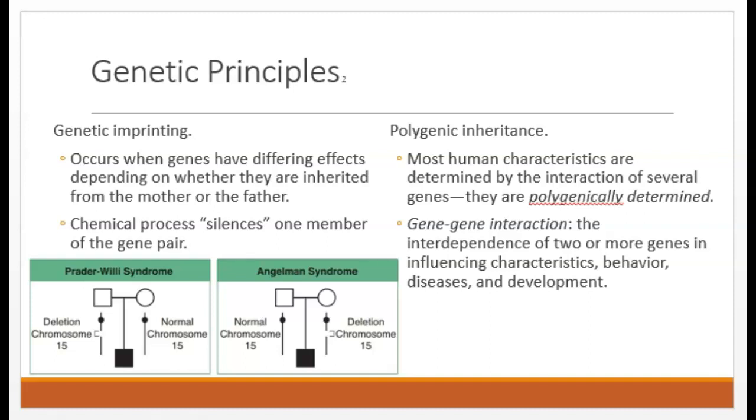Now, most human characteristics aren't determined by just one gene, though. Most characteristics are polygenetically determined, meaning they are determined by the interaction of several genes. When the Human Genome Project began, scientists were hoping that we'd be able to simply find things like the Alzheimer's gene or the type 2 diabetes gene. But it's not as simple as that. Multiple genes, along with environmental factors, are influencing our characteristics, behaviors, diseases, and development. It's infinitely complicated.